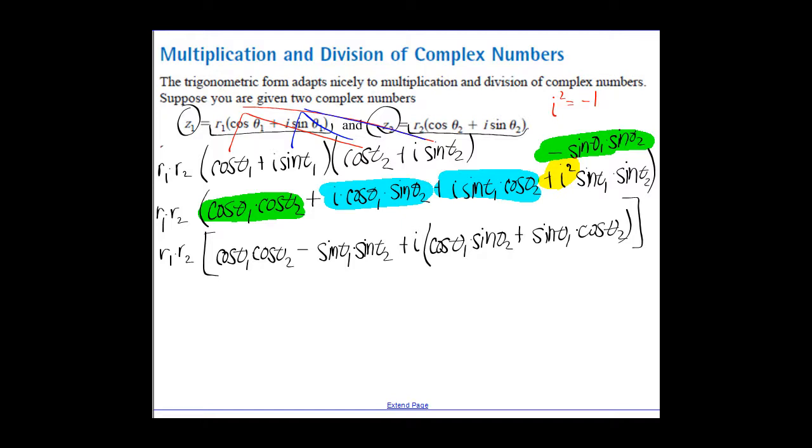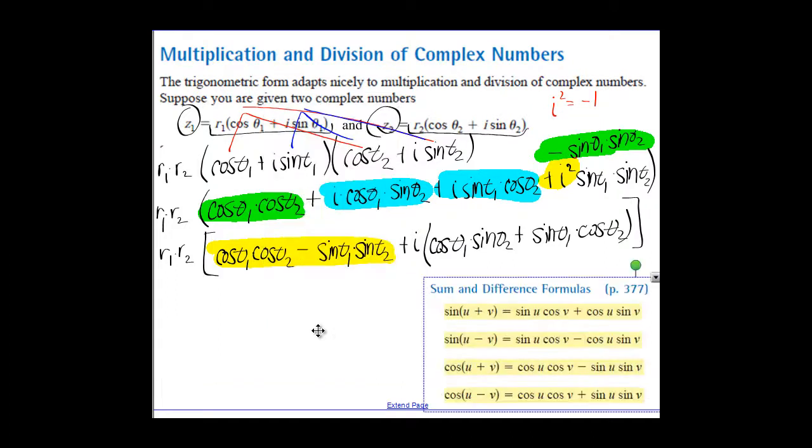Now looking at this real piece, it brings a double angle formula to mind. So let's pull up our double angle formulas. All right, so in the real piece, in the yellow, I see I've got cosine of u plus v. So my u, of course, is theta sub 1, and my v is theta sub 2. So if I condense it, I really have cosine of theta 1 plus theta sub 2. And of course my r sub 1 and r sub 2 are out front.